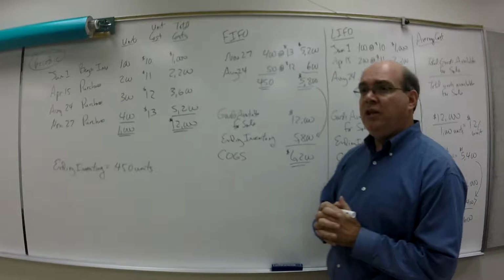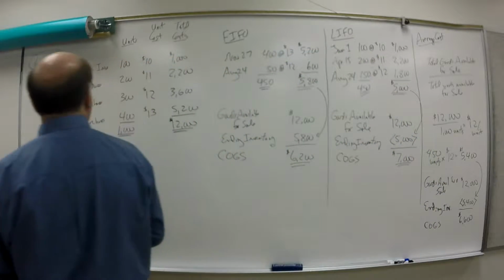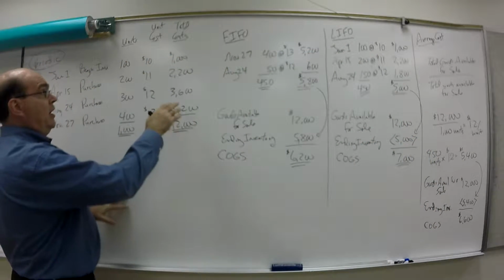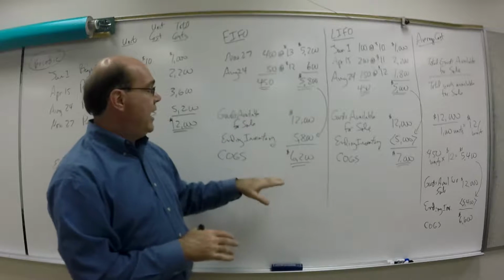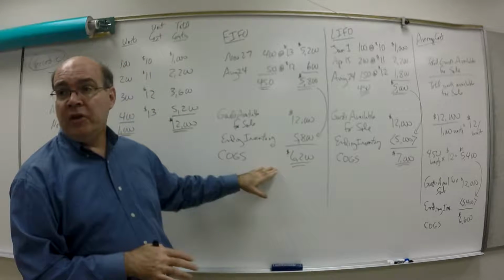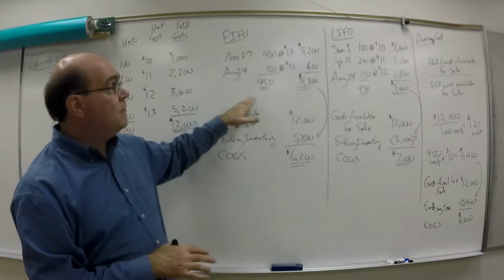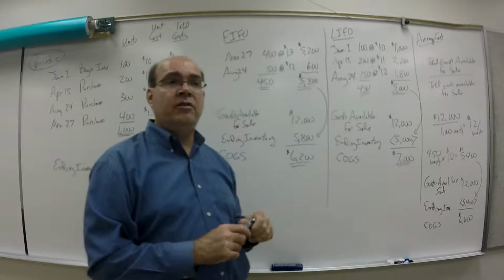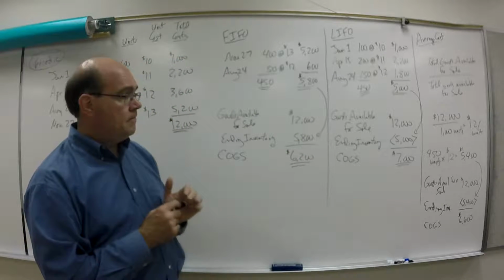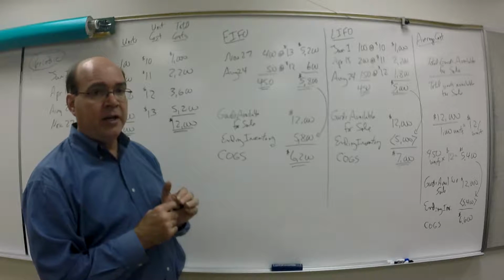So you're going to need to do these. You're going to need to know how to set these up and go through and calculate the ending inventory amount and the cost of goods sold for the periodic inventory system for FIFO, LIFO, and average cost. You're going to need to know how to do that. Okay? For periodic, you're going to have to do that.